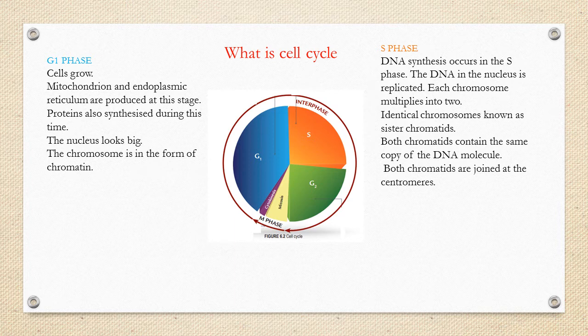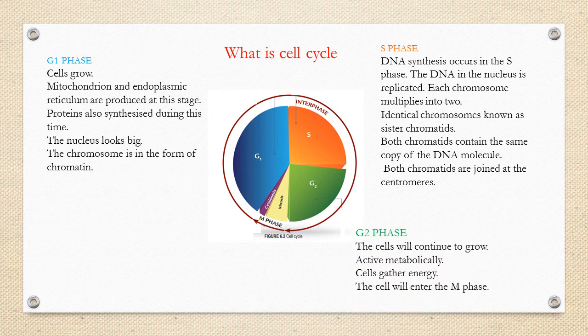So for each chromosome, we have two identical chromosomes that we call sister chromatids. Both sister chromatids contain the same copy of the DNA molecule. They are joined at the centromere. So what is the centromere? Afterward we will learn about the centromere.